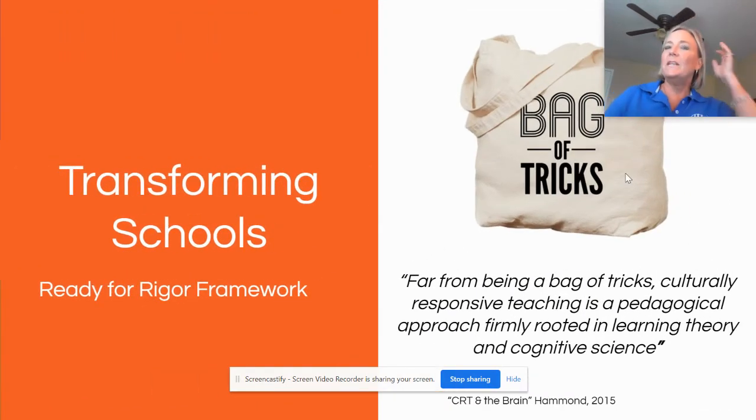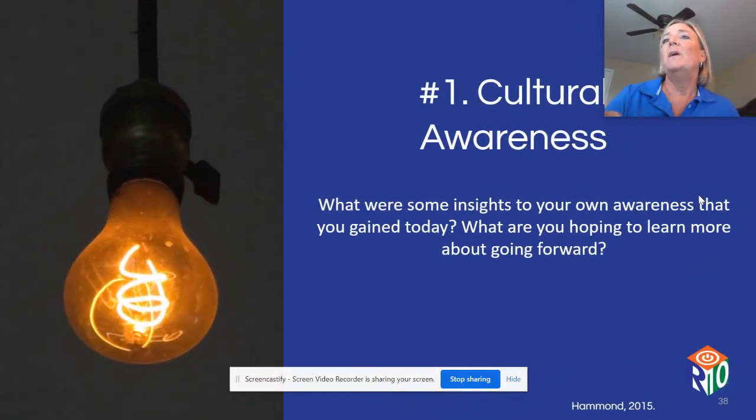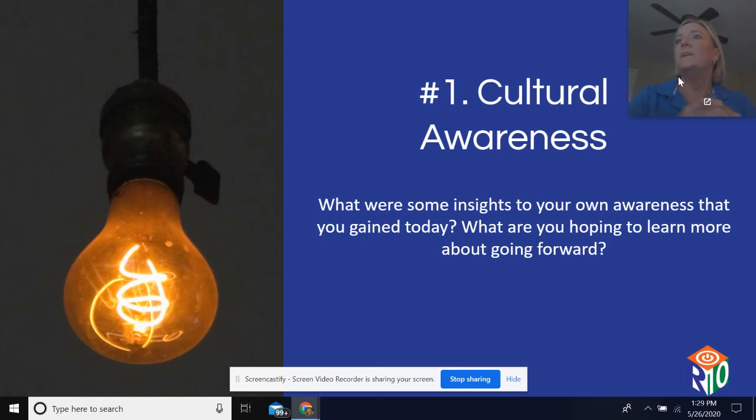Okay, we all need a bag of tricks when we talk about having schools that are culturally responsive. This quote: far from being a bag of tricks, culturally responsive teaching is a pedagogical approach firmly rooted in learning theory and cognitive science. So we have a list of items that we need to be aware of to be the best that we can be for our students.